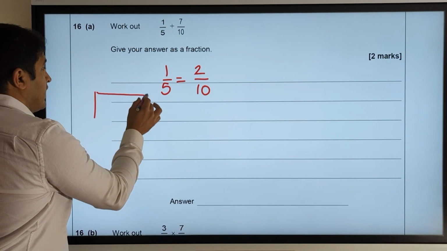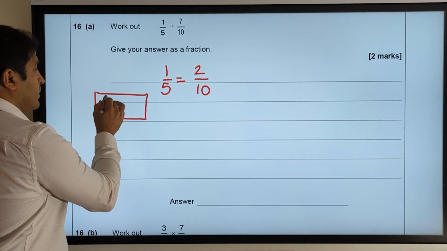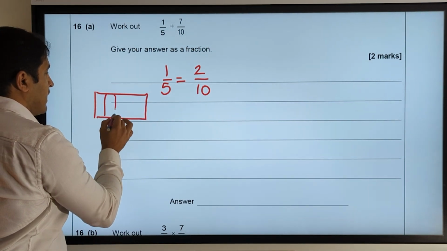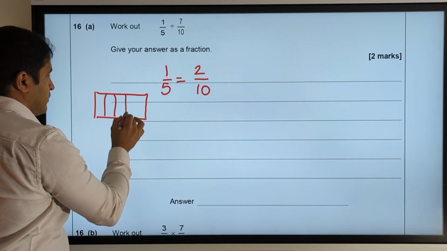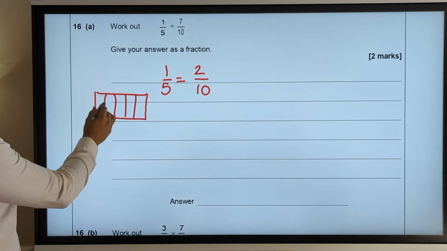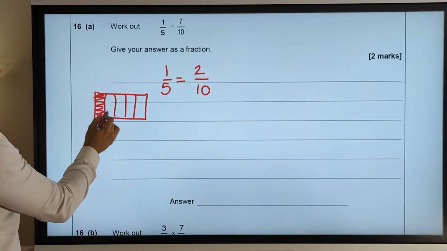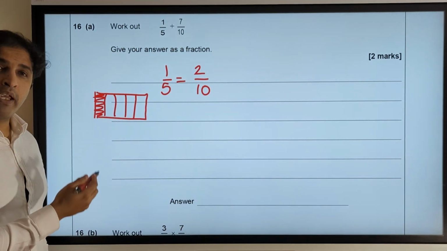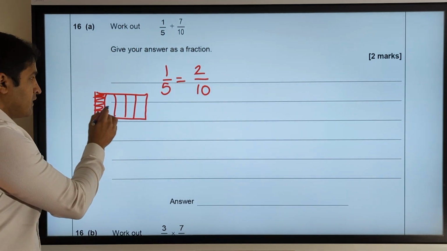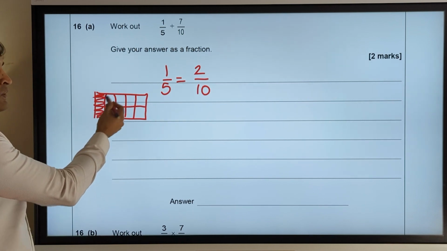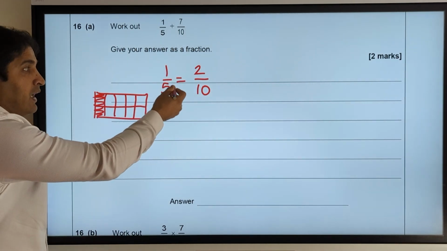Remember, again, let's say one whole thing has been cut into 5 equal parts. That's 1/5, one of those parts is shaded. If I wanted to make it into 2/10, all I'm doing is this. The same size. Now it's 2 out of 10. That's 1/5 there, 2/10.